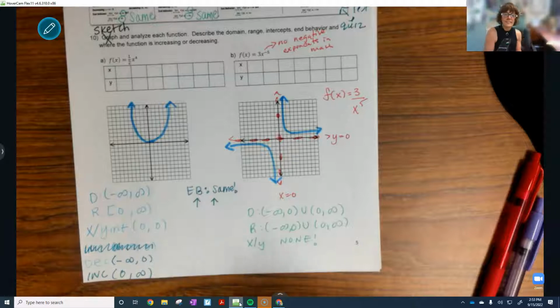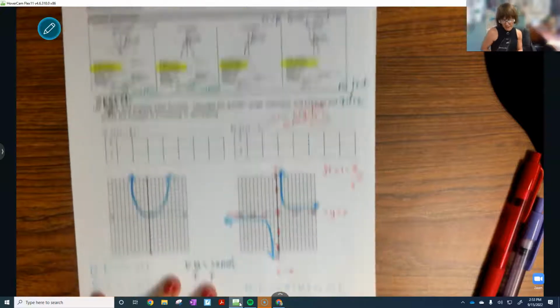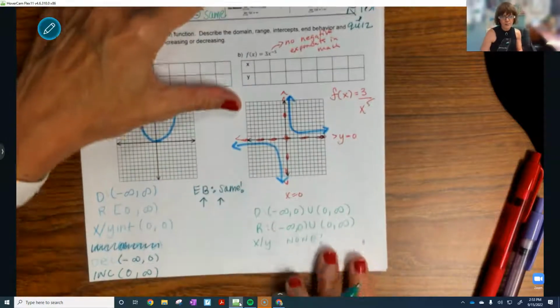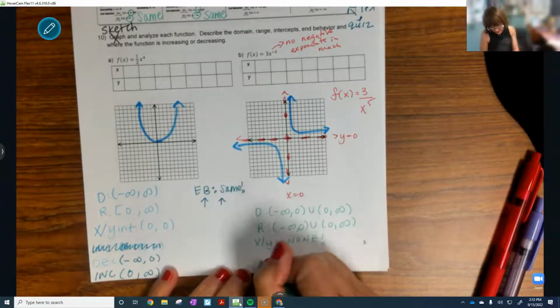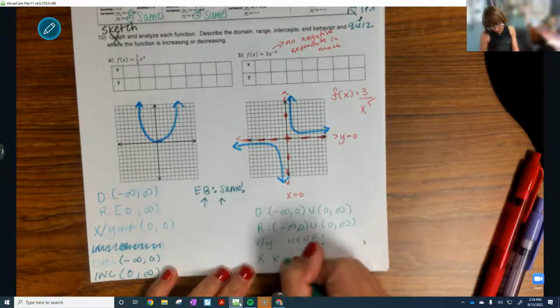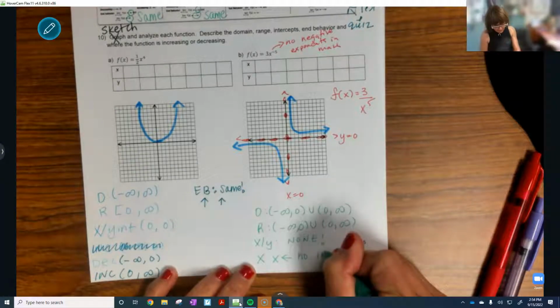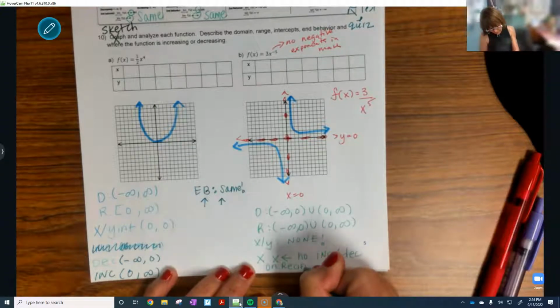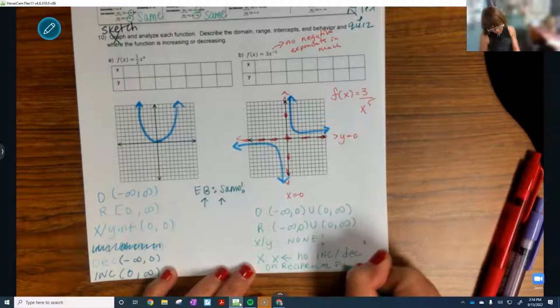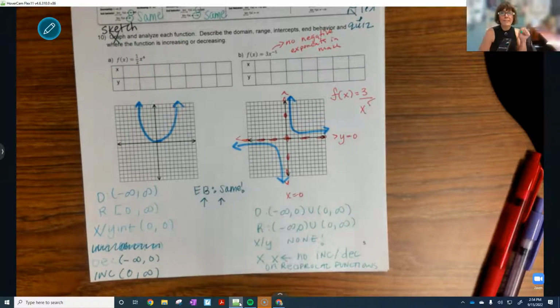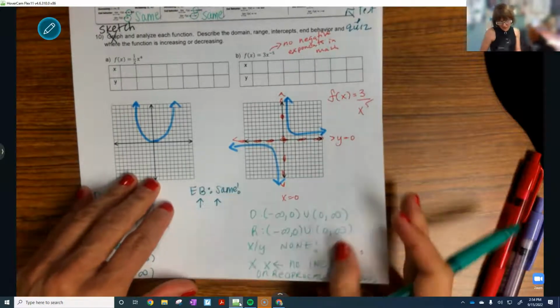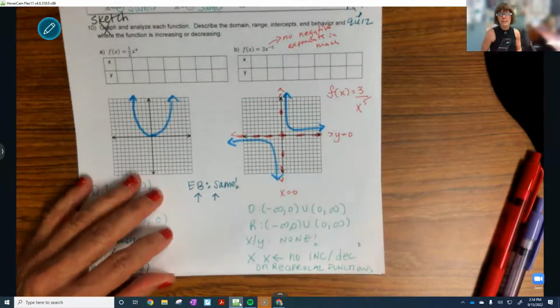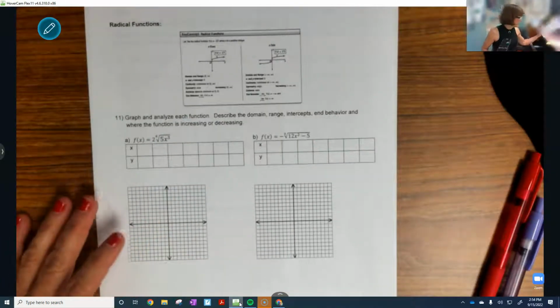And then for increasing and decreasing, remember, it would be from positive to negative infinity, and it would behave differently if it was not a reciprocal. So for increasing and decreasing, just skip that for now. No increase or decrease on reciprocal functions. You do not have to worry about that for now in this unit. You will later. We'll skip it though for now. All right, let's go ahead and turn the page and talk about roots and radicals.